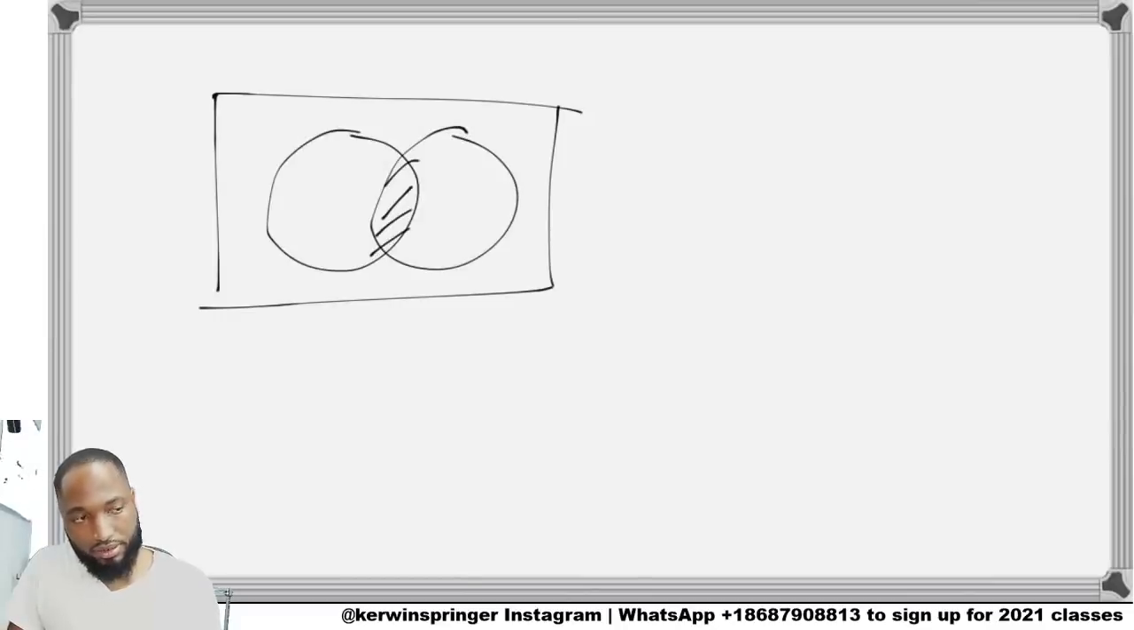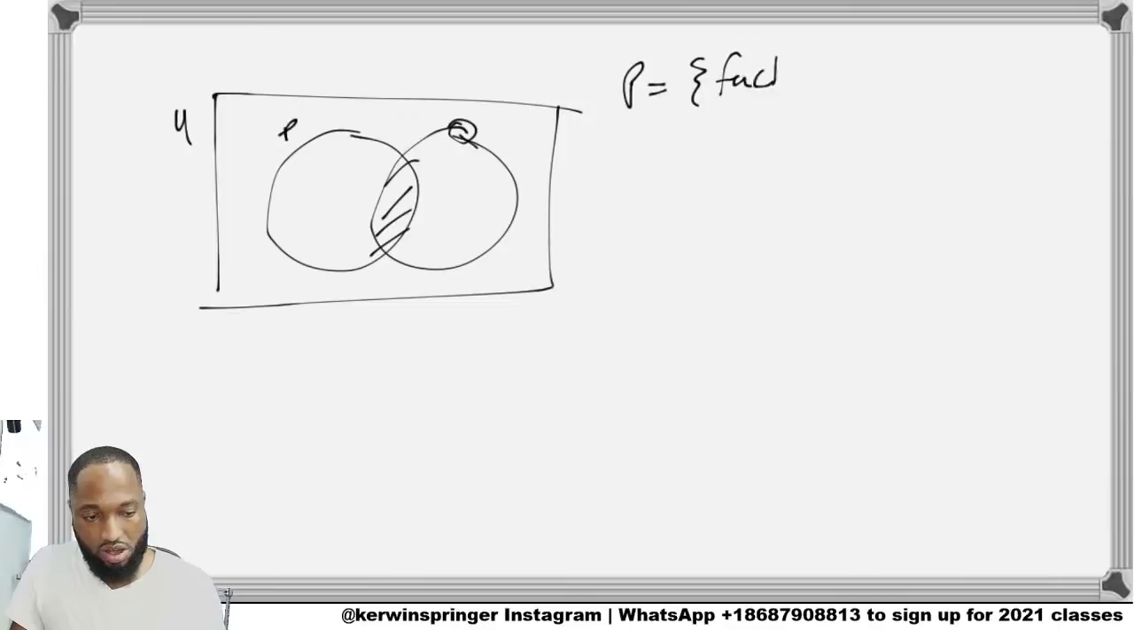P, Q, U. The two circles above represent sets P and Q. If P is equal to the factors of 6.